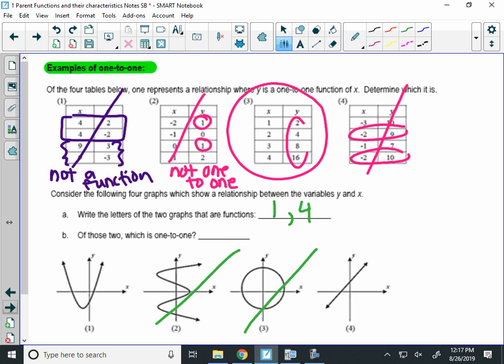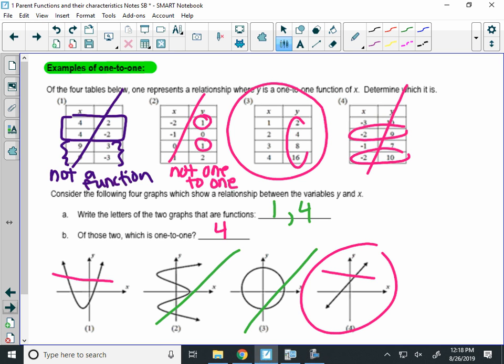Now use the horizontal line test. Which of these graphs, 1 or 4, would pass the horizontal line test? 4. So 4 here is 1 to 1. Okay. Pass. Got it? Easy definition to start.